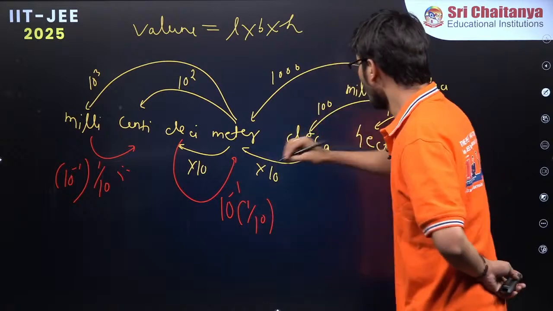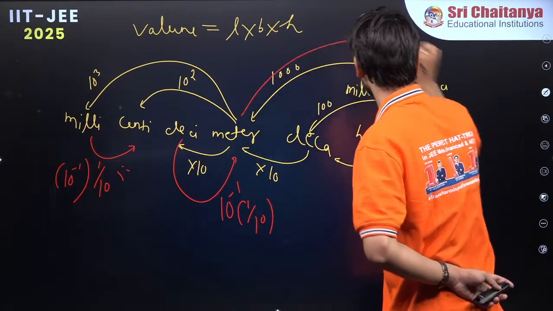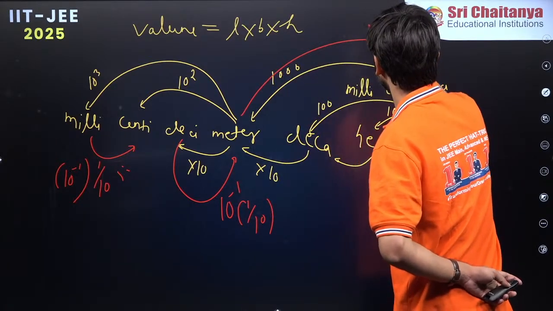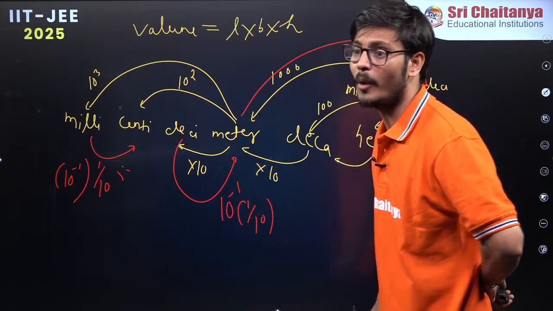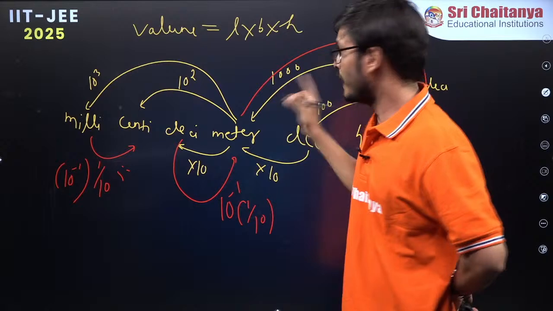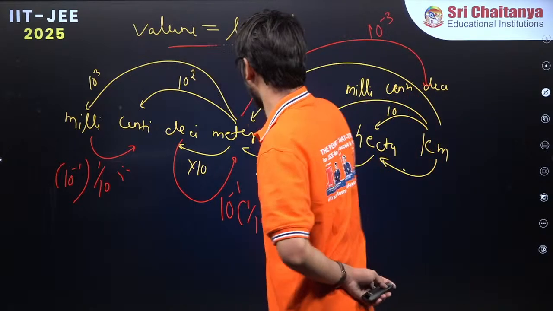If I ask you what is 1 meter in kilometers, what will you say? 1 meter is equal to how many kilometers? 10 to the power minus 3. Okay. Now we are going to use this to understand volume.